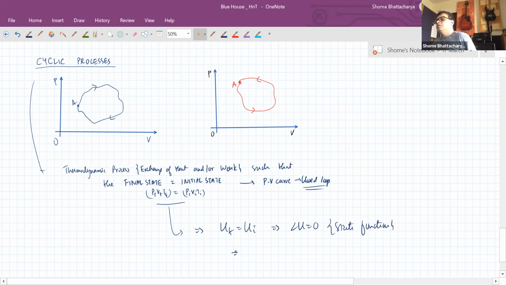Okay. So that means Q in a cycle, the net heat exchange in the cycle, is equal to the net work done during the cycle. So these are the two important things about any cyclic process. Okay, and then we will see that depending on whether the cycle is clockwise or anti-clockwise, these quantities are positive or negative. Just make a quick note up to this point.